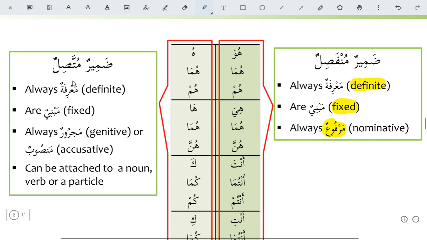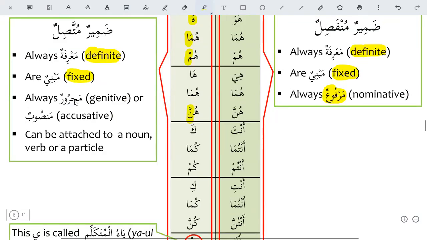Now we learn about the attached pronoun, ضمير متصل. They are also definite, ma'rifatun. They are also mabni, also fixed. Their ending never changes. They are always majroor or mansoob. The difference is here: separate pronouns are in the nominative case, marfu, but attached pronouns are always majroor, genitive, or mansoob, accusative case.